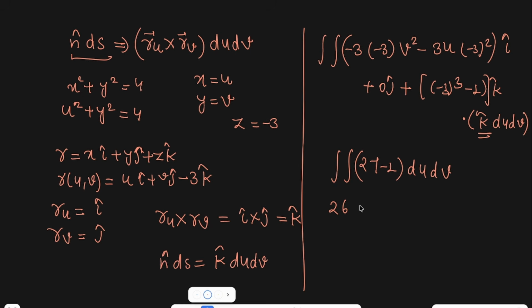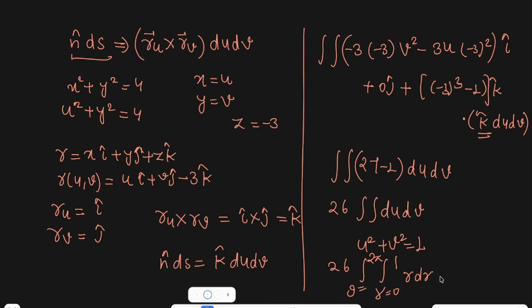and the area of a circle. Again it is u square plus v square is equal to 1. Convert into the polar coordinate system. So here r will be from 0 to 1. Theta is a whole circle, so theta is 0 to 2 pi, and dx dy is r dr d theta. Once you solve this, you will get the solution as minus 112 pi.